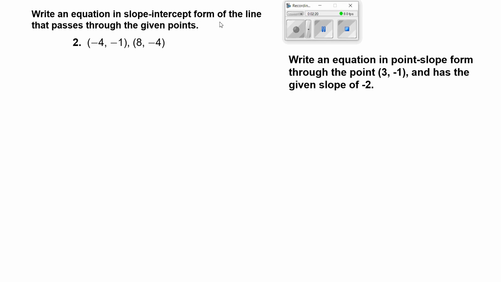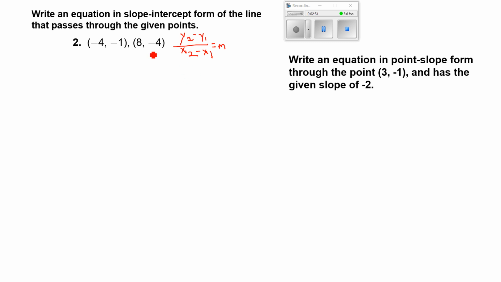Write an equation in slope-intercept form of the line that passes through these points. This time they're making use of the slope formula, right? So the first thing we're going to do is use our y2 minus y1 over x2 minus x1. That's going to give us our m. And I'm going to say that we're going to be taking probably -4 minus 1 and 8 minus -4, right? I don't know how they're going to do it. That's how I would have done it.